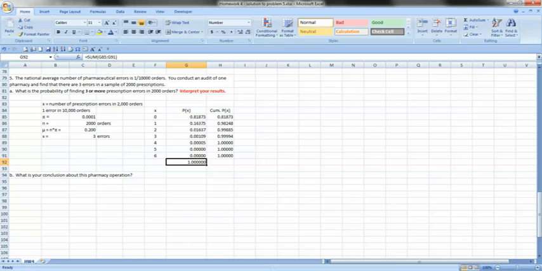Now that you have the probability distribution table, you have enough information to finish off the problem. As a point of reference, the interpret your result really is what is your conclusion about the pharmacy operation. I was just copying and pasting this down. So you don't need to interpret your result and do question B. They're pretty much the same thing. And there you have it.